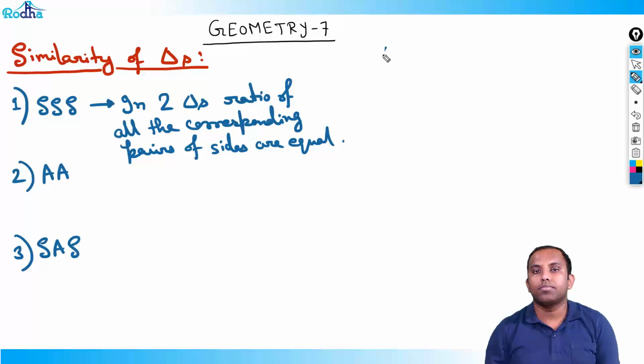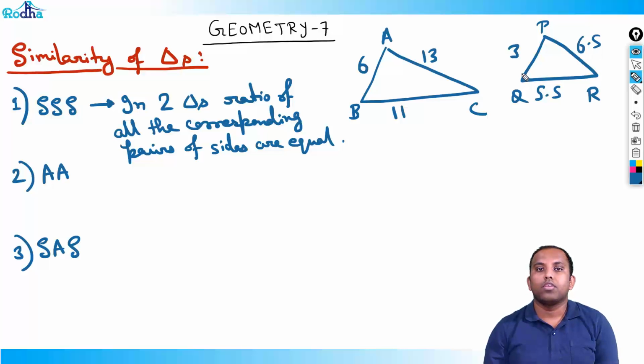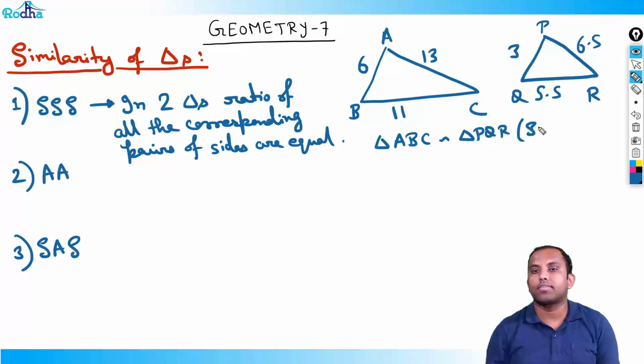For example, if here I have a triangle ABC with sides 6, 11 and 13, and then I have a triangle here like PQR. In this triangle the sides are 3, 5.5 and 6.5. So I can say that these two triangles are similar. I can write triangle ABC is similar to triangle PQR, by SSS similarity.